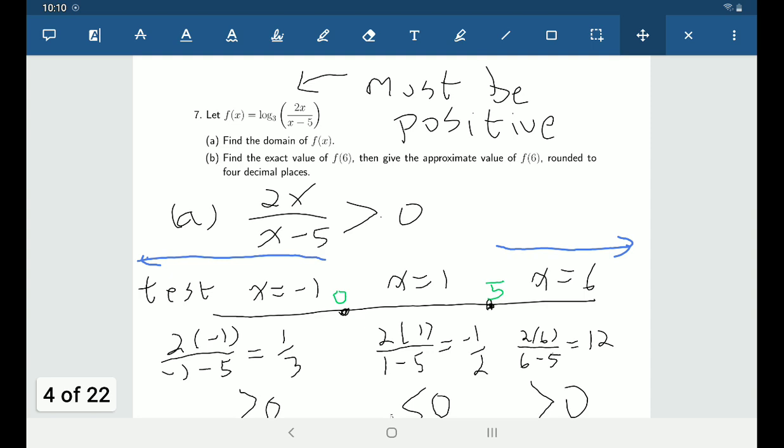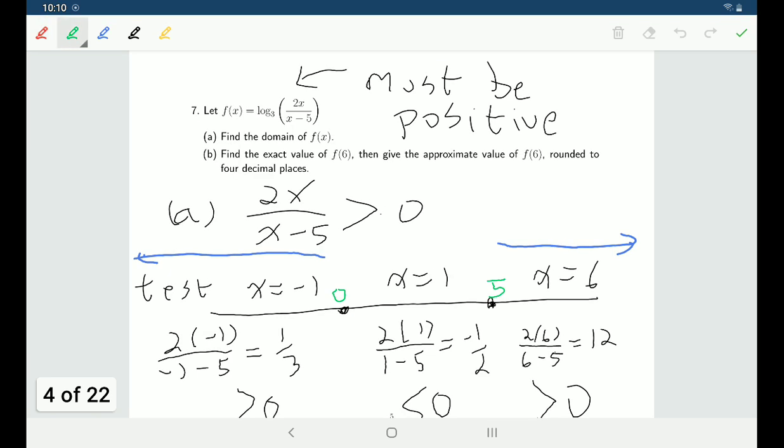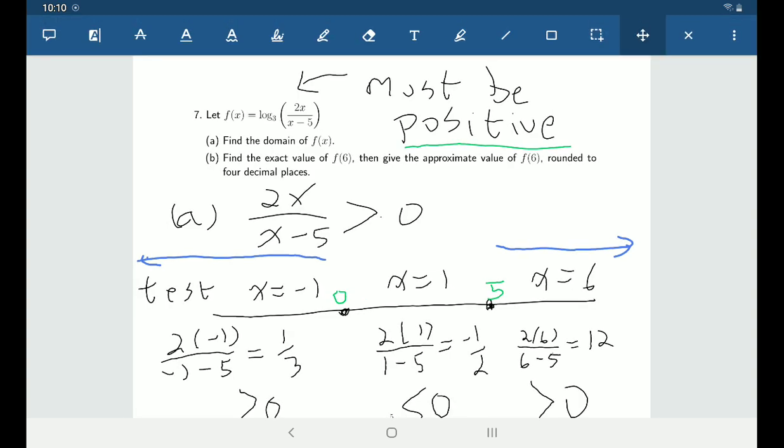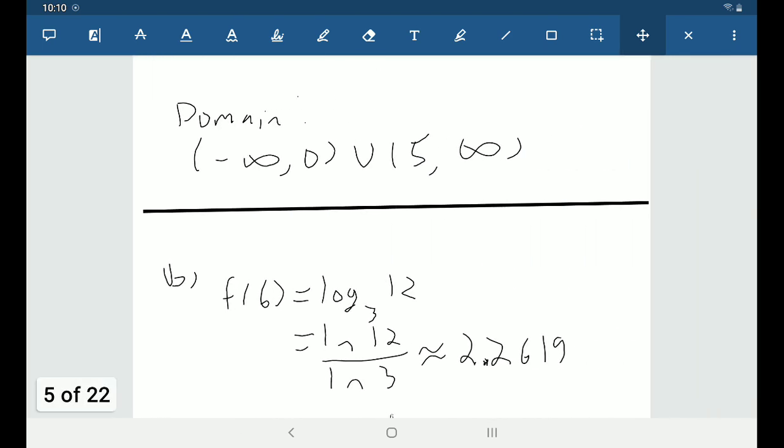We're not including the 0 and the 5 because, remember, we don't want the inside to be negative. We want it to be also not 0. It just has to be positive. Positive doesn't include 0, so that means we don't want to have the 2 points of 0 or 5 included.